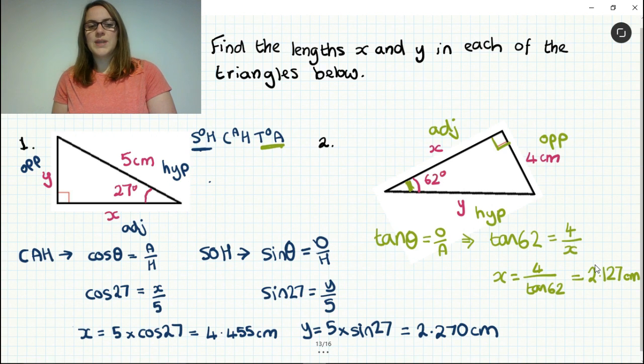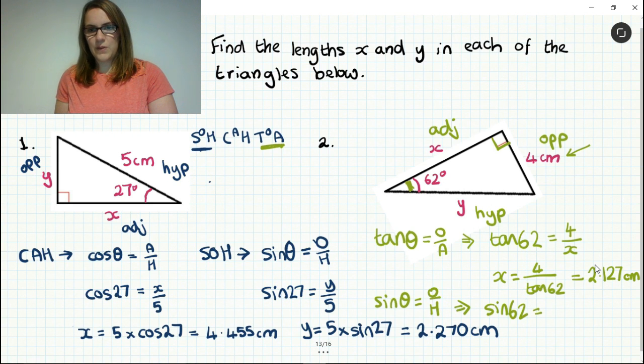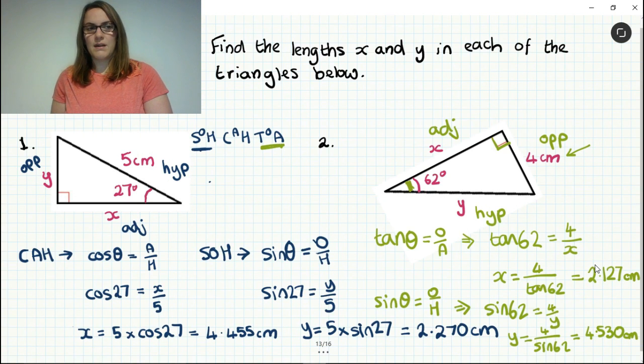Y is our hypotenuse, and again I'm going to use the opposite rather than the adjacent because I was given the opposite. So I need O and H, which again is going to be the sine. So sine theta is opposite over hypotenuse. Fill in the parts you know. Sine 62 is equal to 4 over y, and again we do the same things, multiply the y up and then divide by the sine 62. So y is 4 over sine 62, which when you type it into your calculator gives you 4.530 centimetres. So again, sense check it, it is longer than the other two, so that answer does make sense.